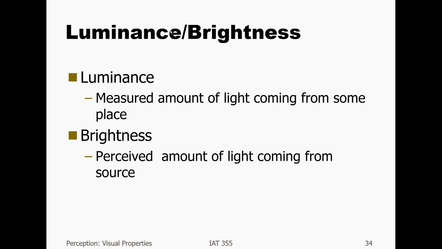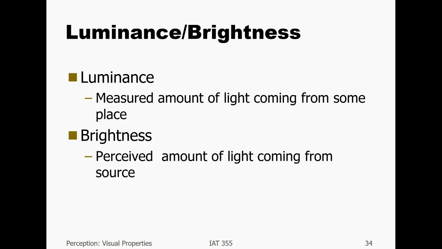So luminance is the measured amount of light coming from some place, say from a light source or reflecting off a page or a wall. And brightness is the perceived amount of light coming from that source. They are not the same thing. And in particular, our perception of brightness is very much dependent on the visual context that we live in. And that's the reason why we wear sunglasses, so that we can adjust our perception of brightness and still see the world reasonably well.